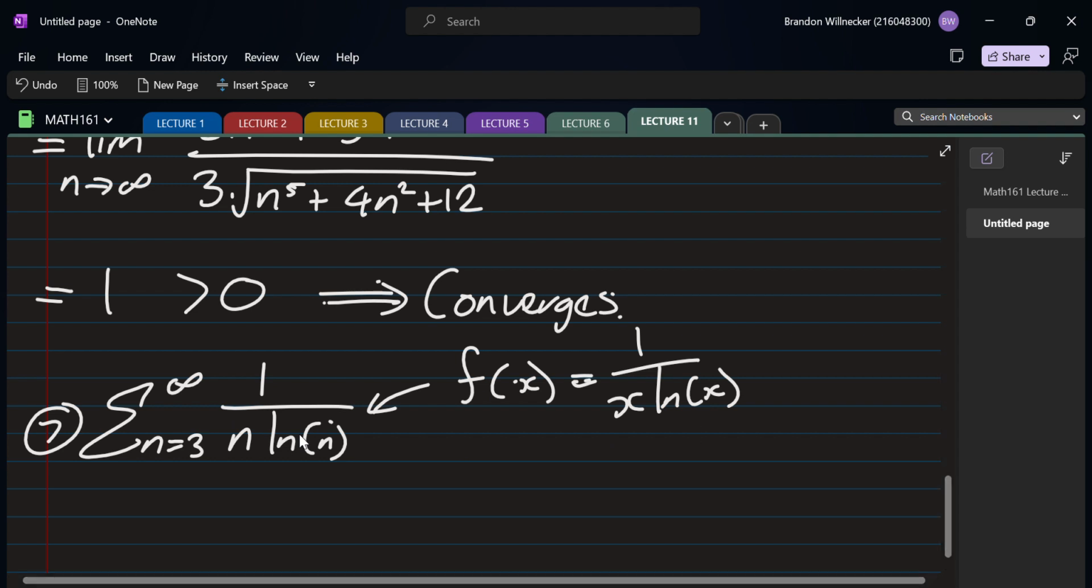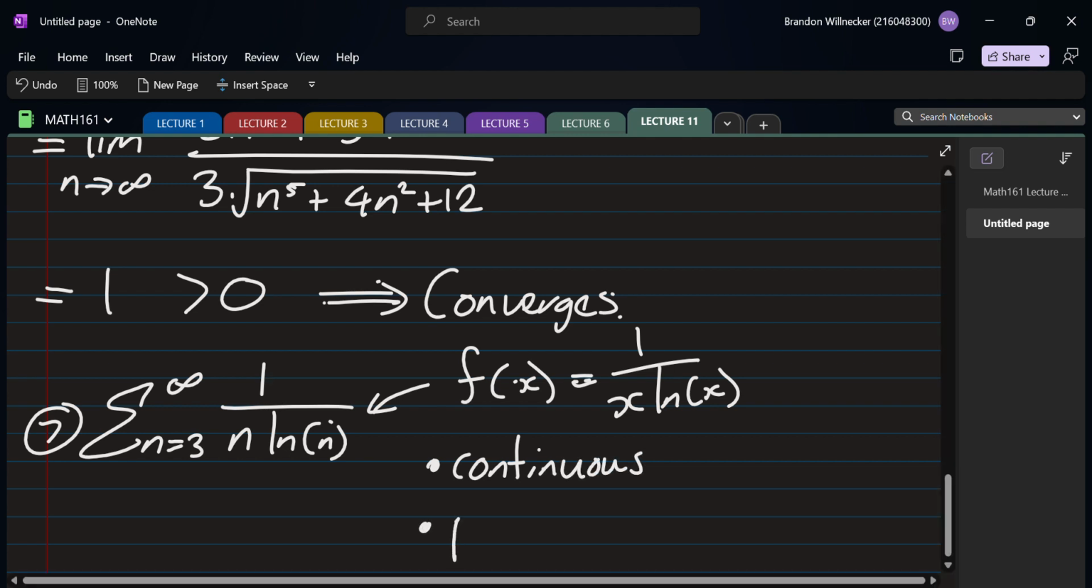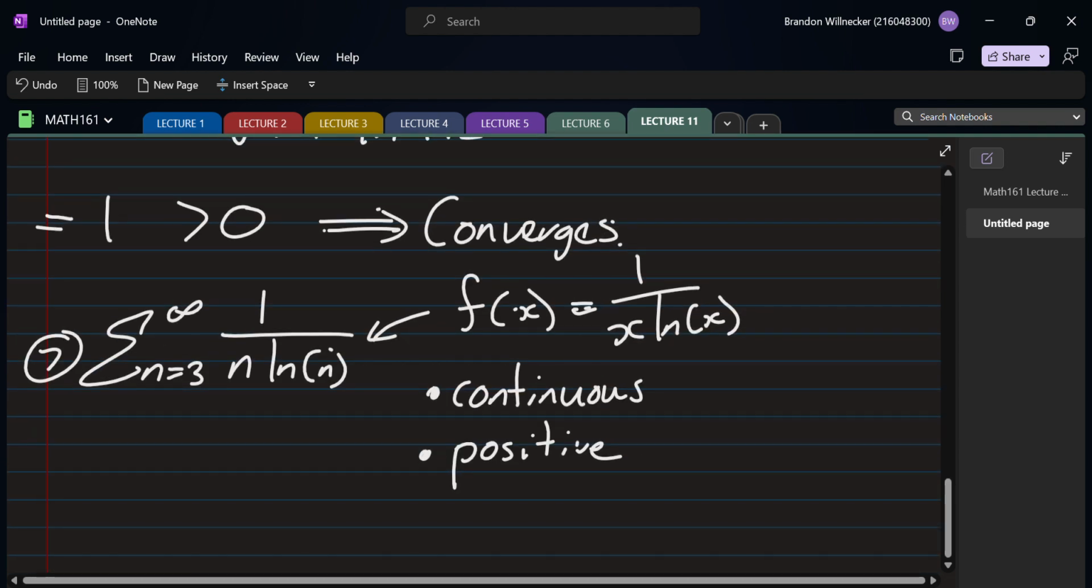Now, remember that there's a few more conditions. So it needs to be continuous. It needs to be positive. And it needs to be decreasing.